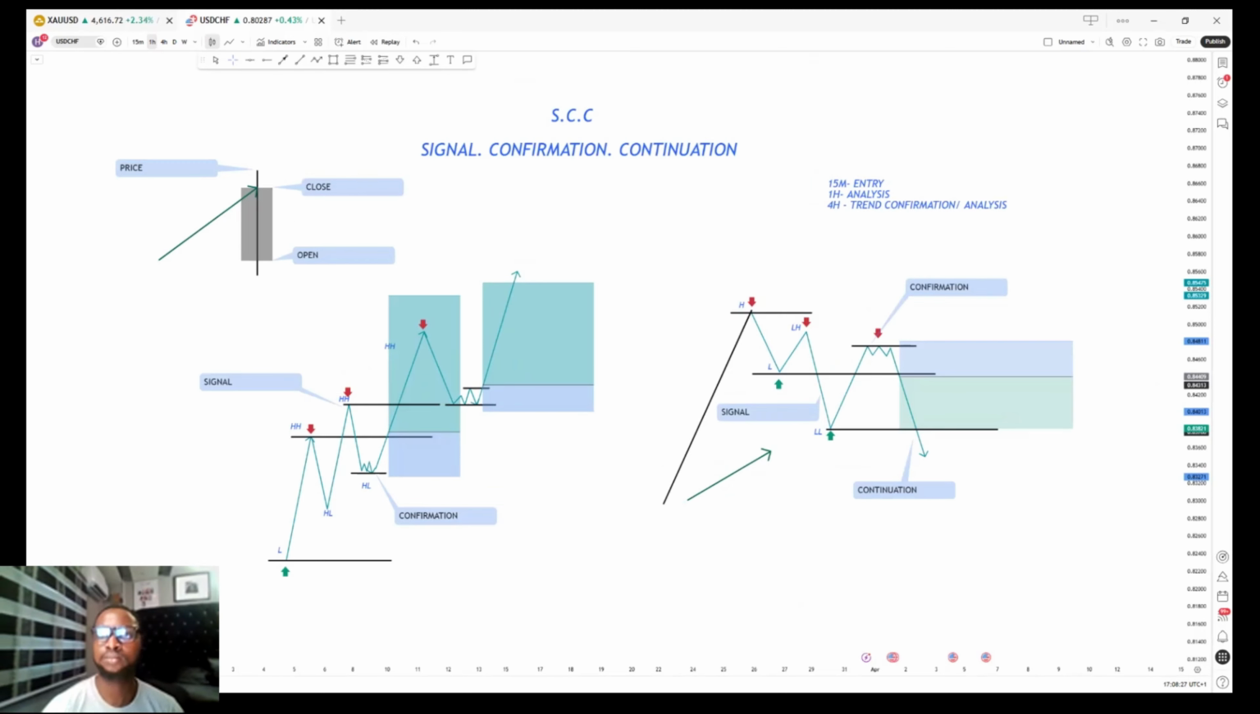So you can see everything on your chart now, right? Yes, sir. All right, so let's continue.